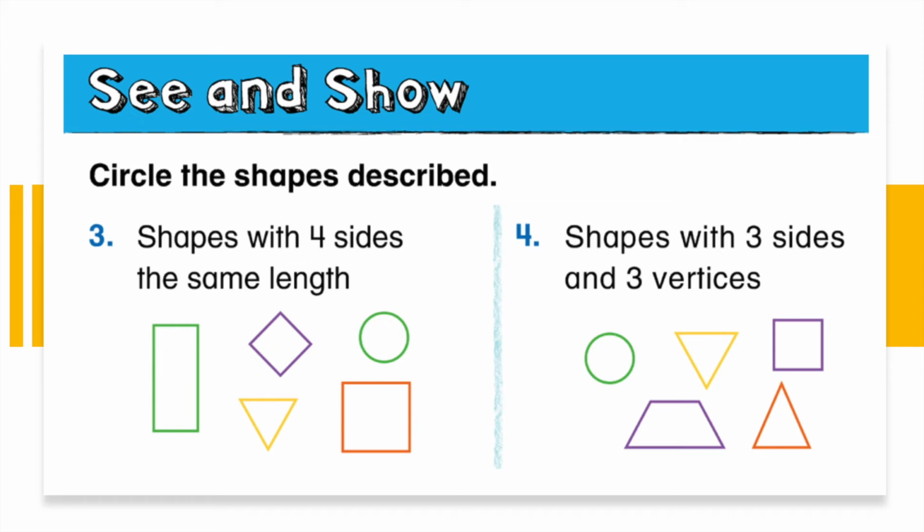Now look at problems 3 and 4. I am going to give you 30 seconds to solve. Problem number 3 says to circle the shapes with 4 sides the same length. For problem number 4, you are circling the shapes with 3 sides and 3 vertices. Ready? Go ahead and solve.